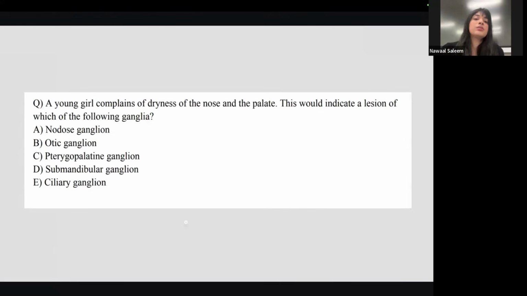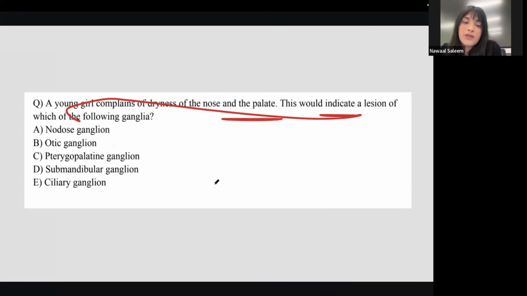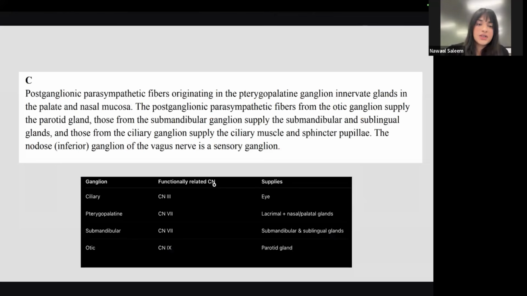So, a young girl complains of dryness of the nose and the palate. This would indicate a lesion of which of the following ganglia? Okay, so you have dryness of the nose and the palate. What are you going to guess? So the nose and palate are not working. Pause and think. The answer is C. The postganglionic parasympathetic fibers originating in the pterygopalatine ganglion innervate glands in the palate and the nasal mucosa. So you can see over here, the pterygopalatine, cranial nerve number 7, lacrimal and nasal palatal glands.